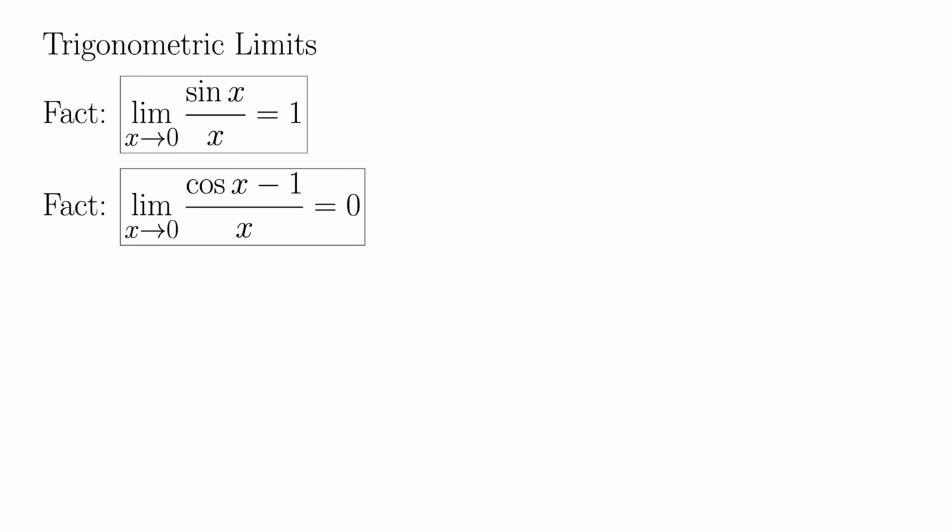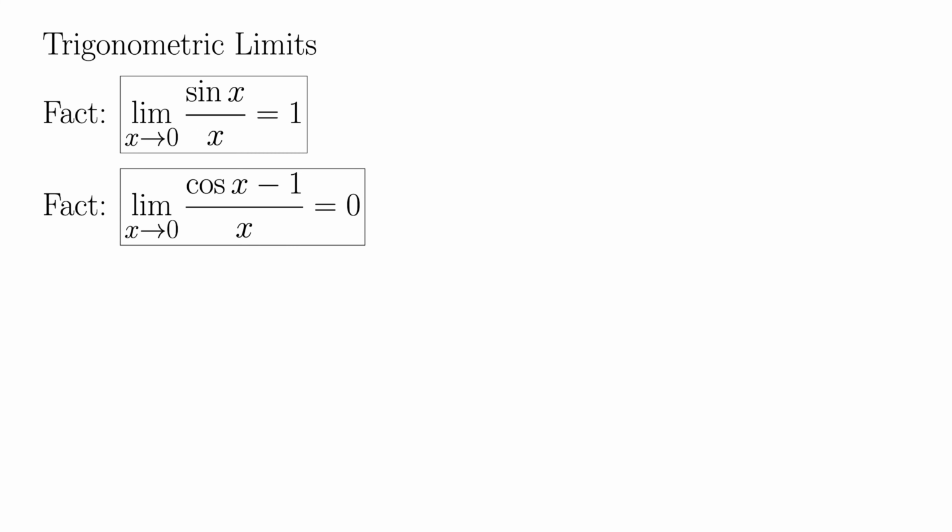When computing limits of trigonometric functions, also known as trigonometric limits, there are two facts that we need to remember, at least for now. First, we have the limit as x goes to 0 of sine x over x equals 1, and the second one is the limit as x goes to 0 of the quantity cos x minus 1 over x equals 0. And I know it's no fun memorizing things, especially when we don't know where they came from.